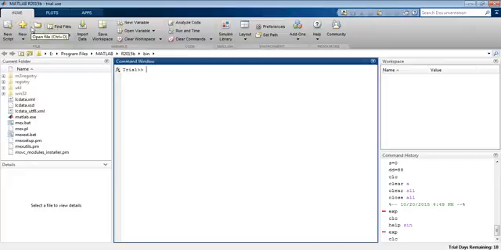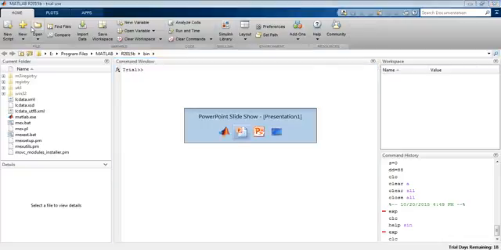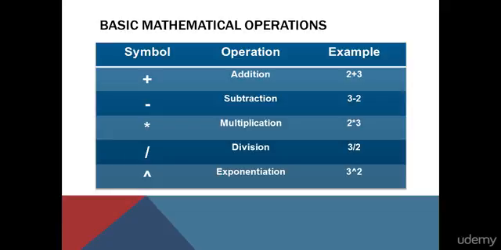Hi guys, in this lecture we learn basic mathematical operations like addition, subtraction, multiplication, exponentiation and division, and how operator precedence works. In MATLAB you can use basic mathematical operations like a calculator. In the following table you can see these basic operations with their symbols and example.